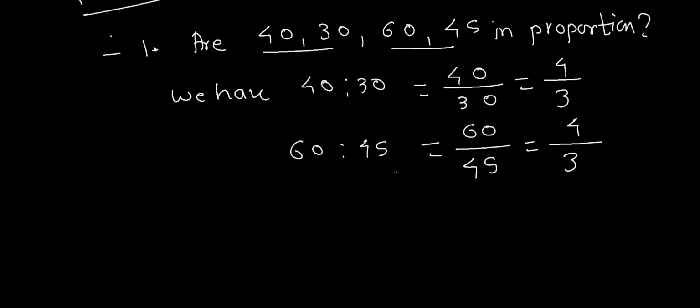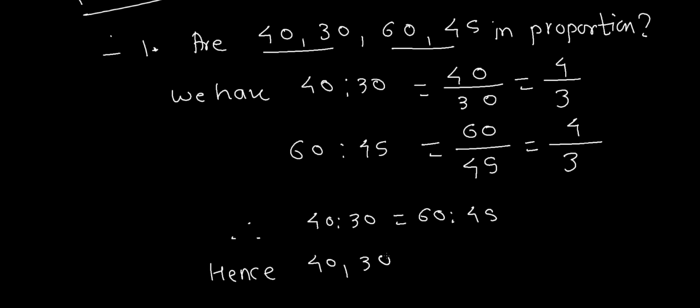That means these fractions are equal and these ratios are equal. Therefore 40 is to 30 equals 60 is to 45. Hence we can say that 40, 30, 60, 45 are in proportion.